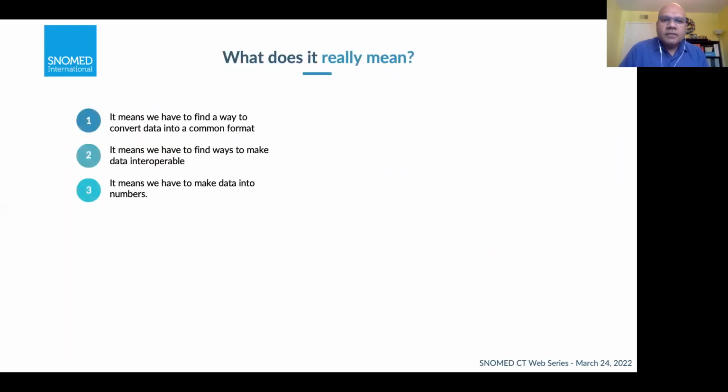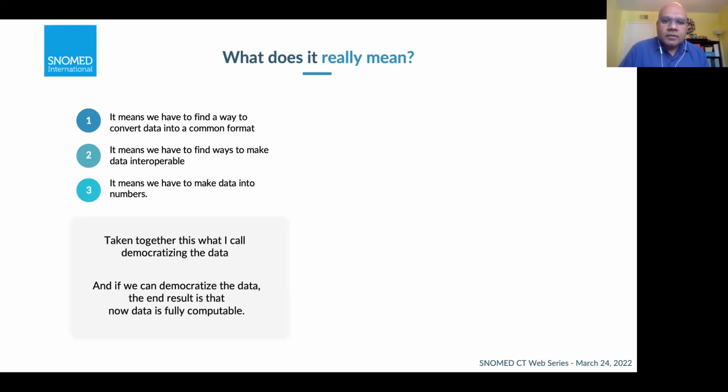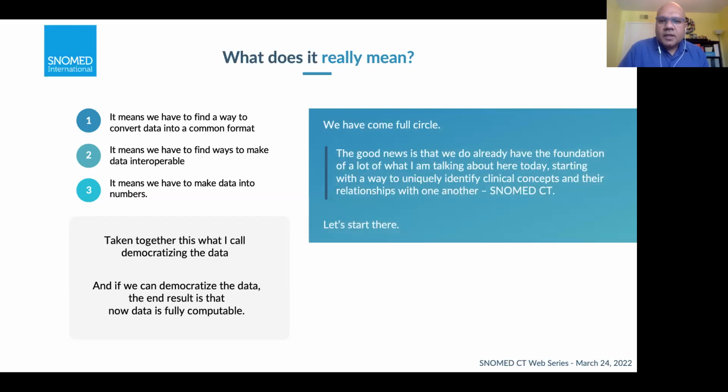What it really means is that we have to find a way to convert data into some sort of common format, and make them interoperable so that different algorithms can work on it. In layman's terms, it all needs to be converted into a kind of data that I call democratizing the data. And if we can democratize the data, then the data is now computable, as we say. And there it is. We have come full circle.